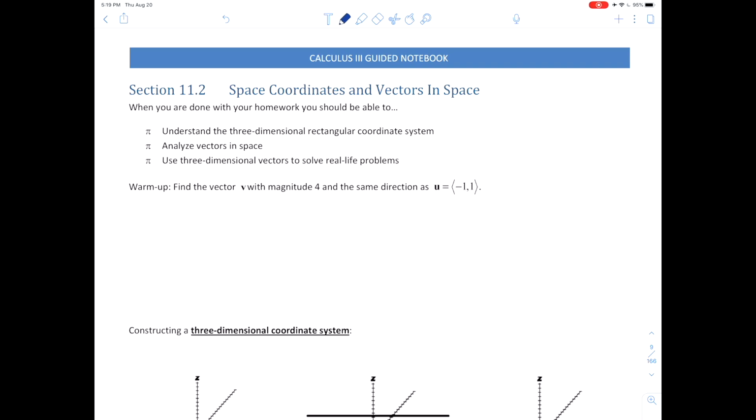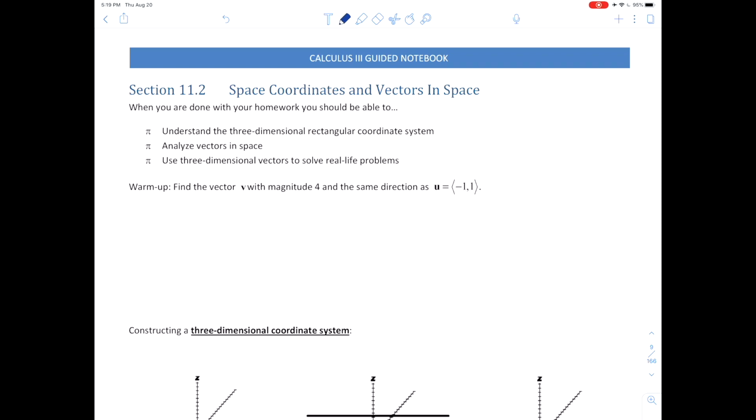Today what we're checking out are space coordinates and vectors in space. So when we're all done, you should be able to understand the 3D rectangular coordinate system, analyze vectors in space, and use 3D vectors to solve real-life problems. So let's warm it on up.